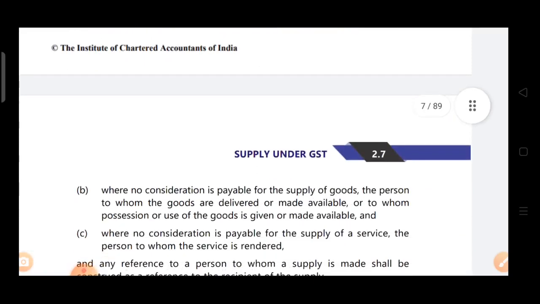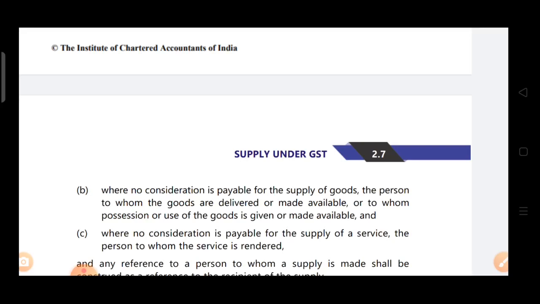Now again, point number B, what they have given: where no consideration is payable for the supply of goods. Suppose there is no consideration payable for the supply made by A to B, then the person to whom the goods are delivered or made available, or to whom the possession or use of goods is given or made available. Suppose it's Schedule 1 items, where no consideration is involved. In Schedule 1 there are certain activities, certain examples given, in which even if there is no consideration, it will be termed as supply.